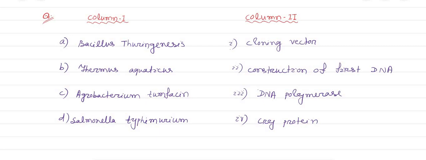Okay, first, Bacillus thuringiensis. You know that Bacillus thuringiensis bacteria contain a protein which acts as an insecticide or insect resistance, that is called cry protein. Here I am matching it for you.